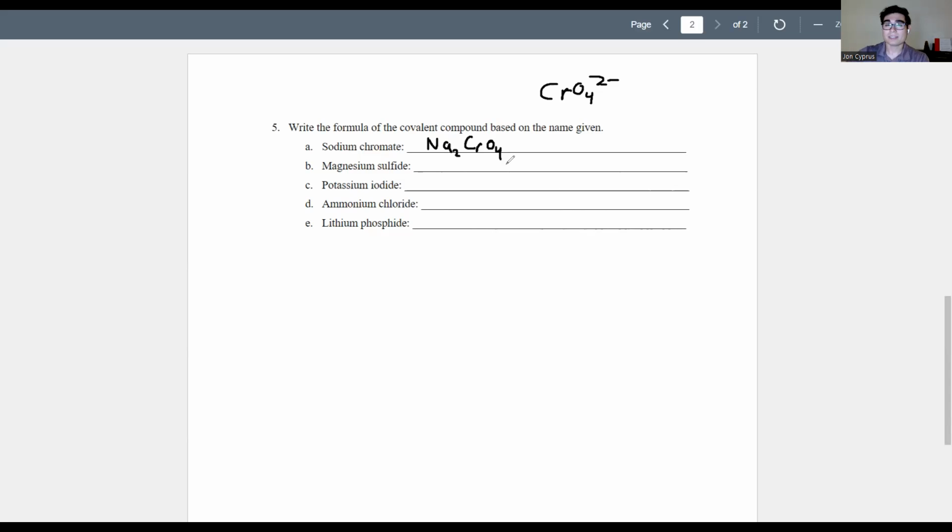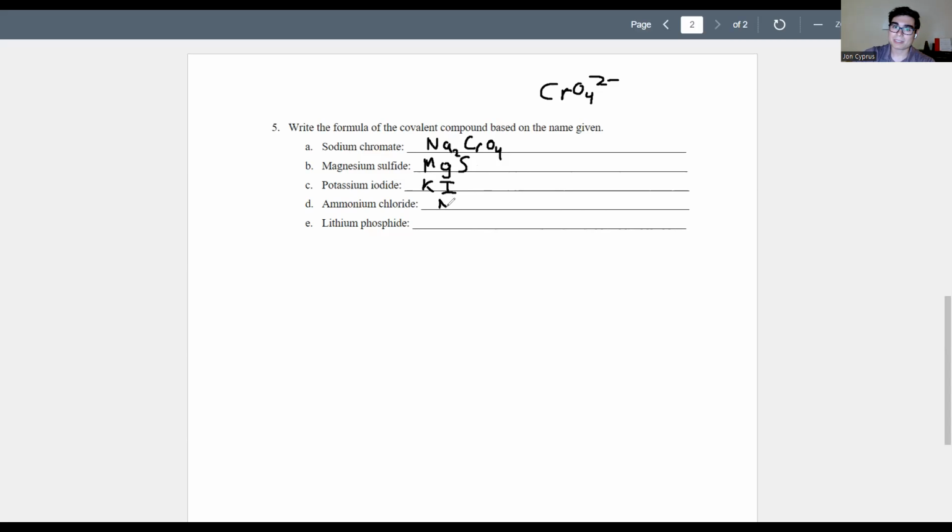B says magnesium sulfide. So magnesium is always a +2. Sulfur is always a 2 minus, generally, unless it's like sulfate or something. But generally speaking, sulfur is going to be 2 minus. So MgS. Potassium iodide, right? 1-to-1 ratio. Potassium is a +1. Iodine is a -1, so it's just KI. I don't have to do anything special.